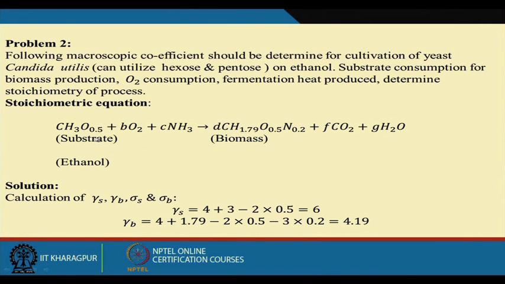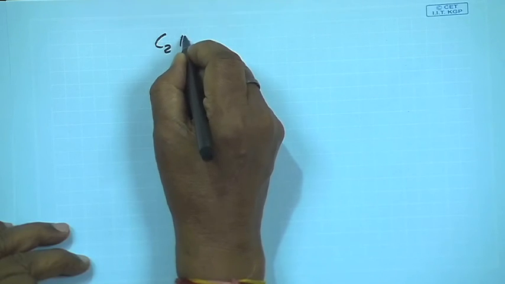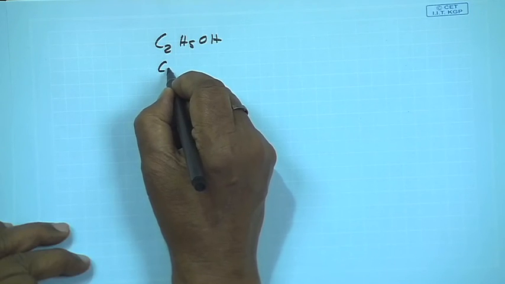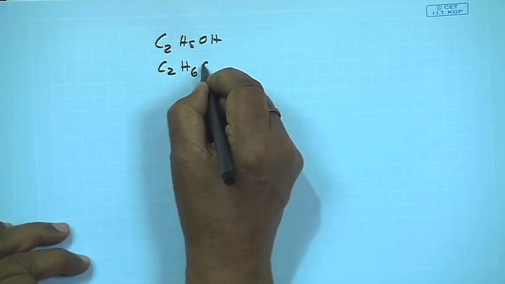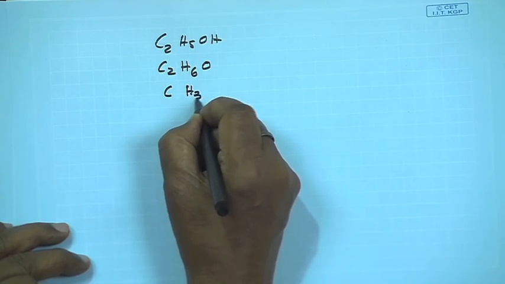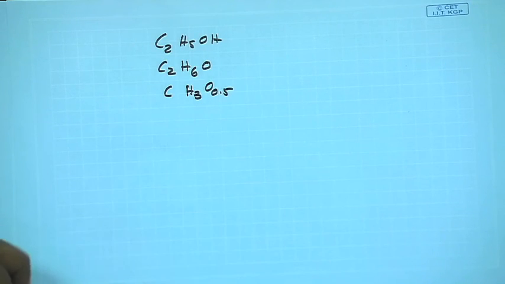So that is why, in this stoichiometric equation, you find that this is ethanol, which is a gram atom of substrate. I showed you before that ethanol is C2H5OH. Now if you write it in the empirical formula, it is C2H6O, and per gram atom carbon it is CH3O0.5. So this is per gram atom carbon.